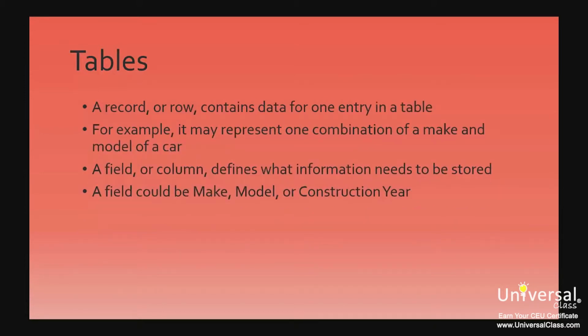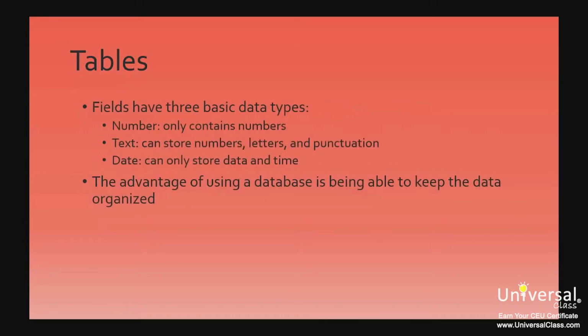A record or row contains data for one particular entry in a table. Using the used car dealership, a record in the table called makes and models may represent one combination of a make and model of a car. A field or column defines what information needs to be stored, such as make, model, or construction year. Columns or fields have three basic data types: a number, which means a column only contains numbers; text, which means it can store numbers, letters, and many kinds of punctuation; date, the column can only store date and time data.